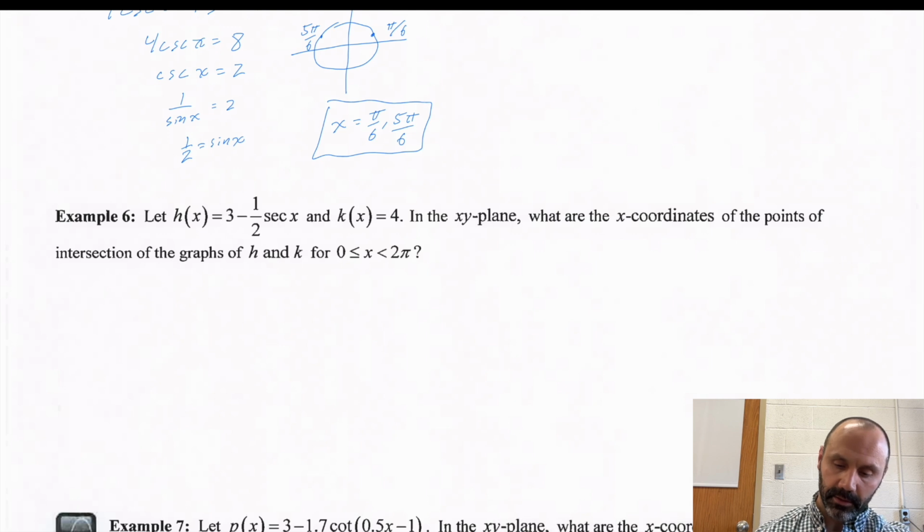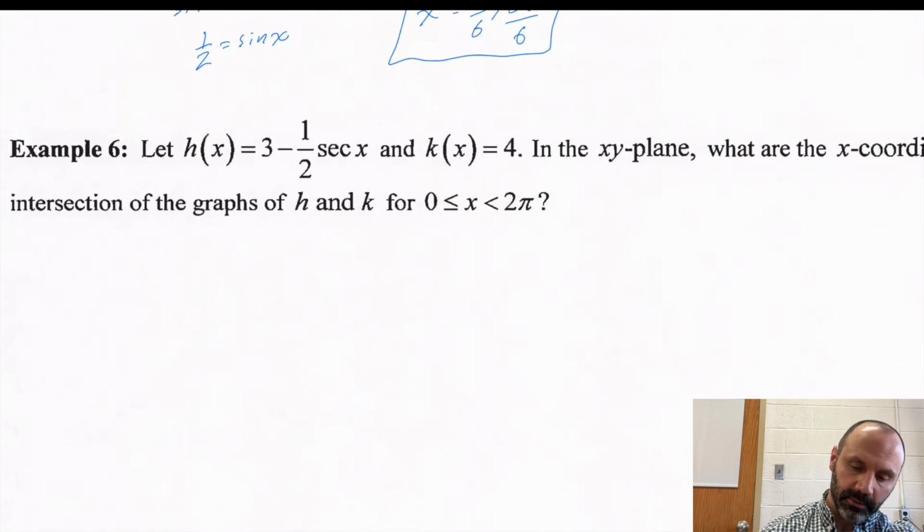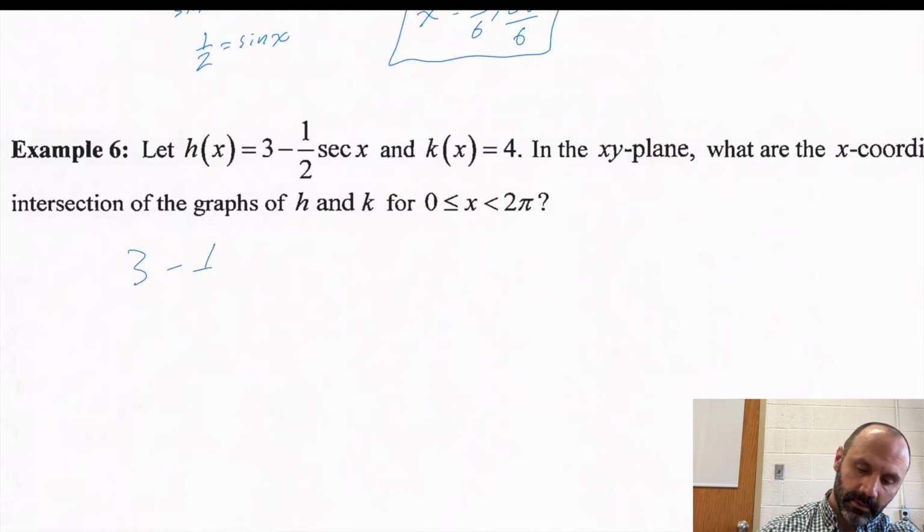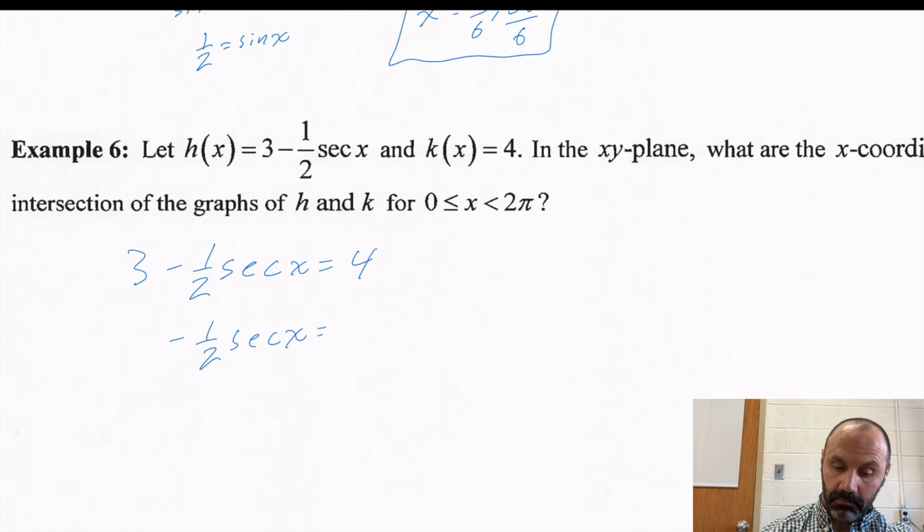So example 6, let's take a look here. I want to know, again, points of intersection from 0 to 2 pi. And so this is going to be, set them equal to each other, 3 minus 1/2 secant of x equals 4. So I'm going to subtract 3 from both sides. I get negative 1/2 secant of x equals 1. I'm going to multiply negative 2 to both sides. So the place where secant of x equals negative 2.